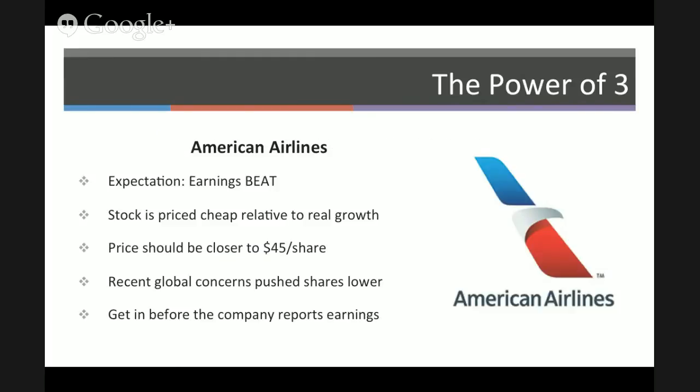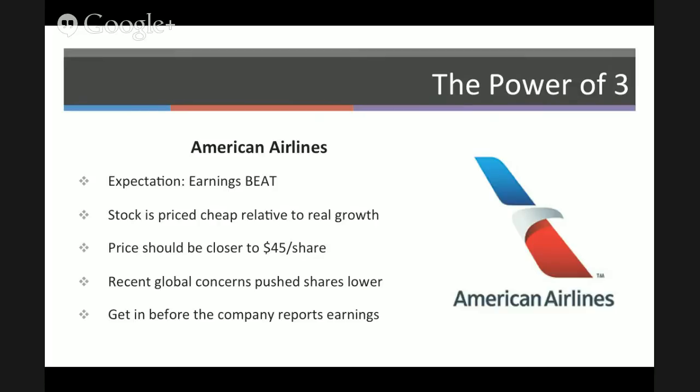Here are the expectations that we have, and Jamie, I'll bring you back in as we go through these. We expect American Airlines to beat earnings. As Jamie pointed out, the stock is priced cheap relative to its real growth. The price for a fairer valuation should be closer to $45 a share. That's around the 52-week high. It's typically been trading in the low to mid 30s.